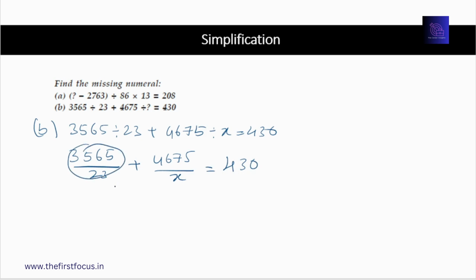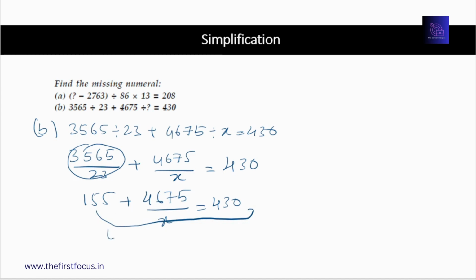3565 divided by 23. When I divide 3565 by 23, I get 155. So 155 plus 4675 divided by x is equal to 430. Next, I'm going to take this 155 to the other side. So 4675 divided by x is equal to 430 minus 155.